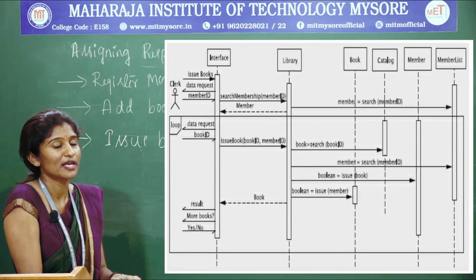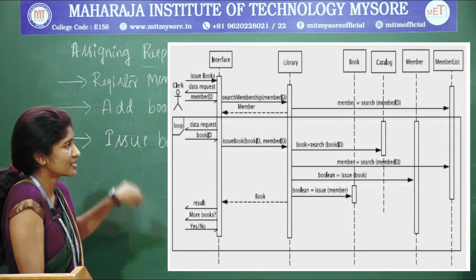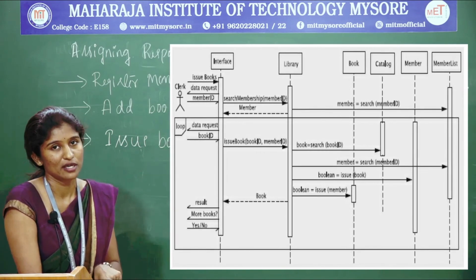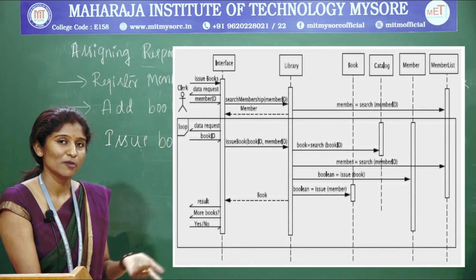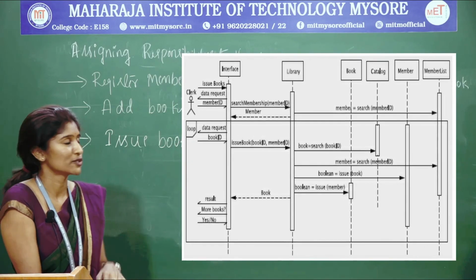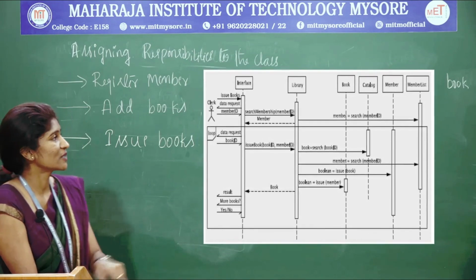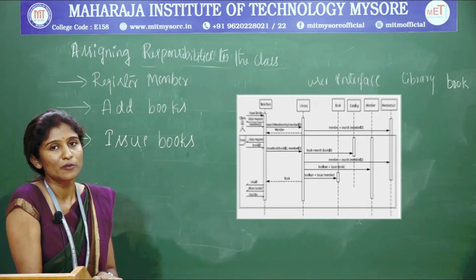If you reply that one more book is there to issue, that is yes, then the system is going to repeat the entire process. So you can repeat the same process for n number of books. If you are going to issue only one book, it is going to exit the process. So that is how we are going to write the sequence diagram for issuing of the books.